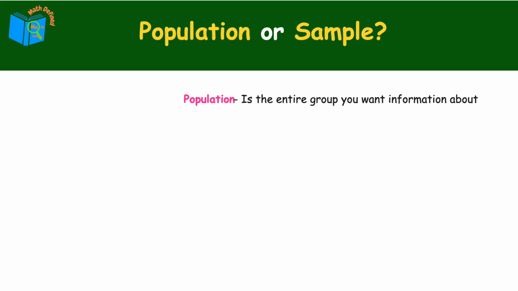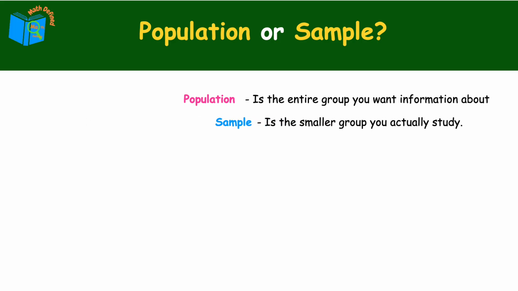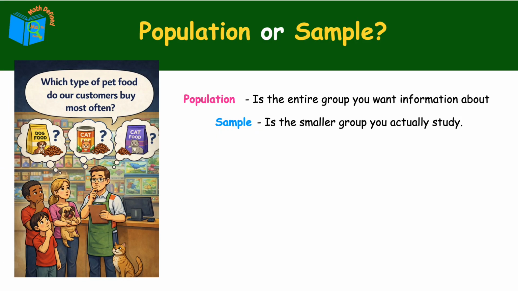Now let's make sure the vocabulary is clear. A population is the entire group you want information about. A sample is the smaller group you actually study. Let's try one. A pet store owner wants to know which type of pet food customers buy most often. They survey 40 customers who shop there on Saturday.